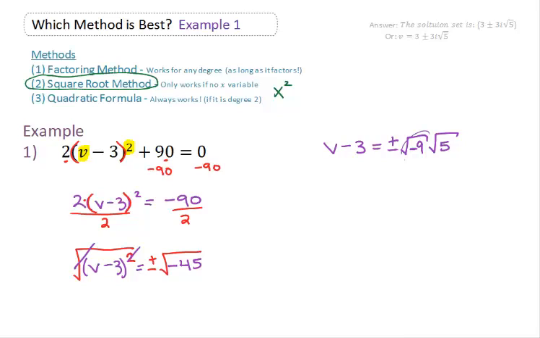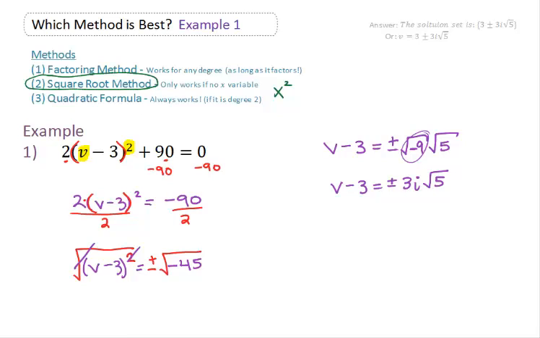Now let me simplify this here. Carrying down the rest of the problem, I have v minus 3 equals plus or minus the square root of negative 9, which is 3i, and then my square root of 5.